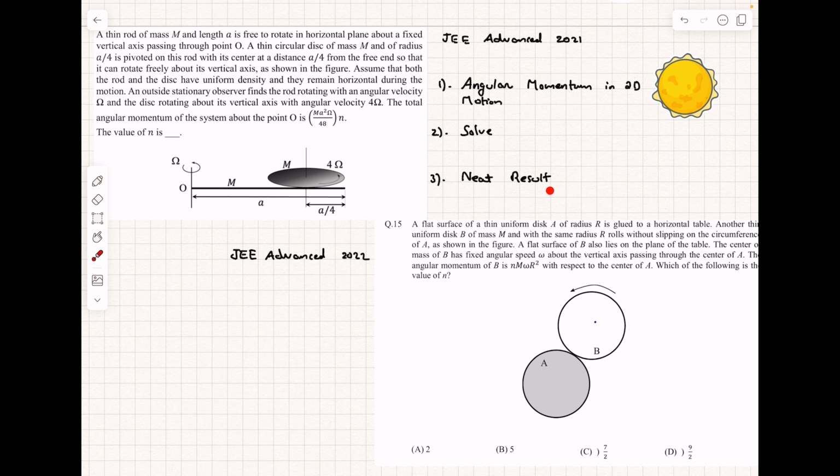And at the end of the video, I am going to give you a neat result, which would make the calculation slightly easier if a problem like this appears in future. So let's begin with the discussion.